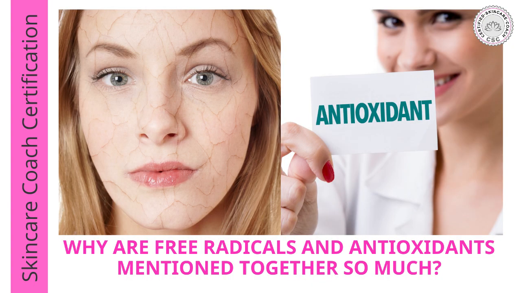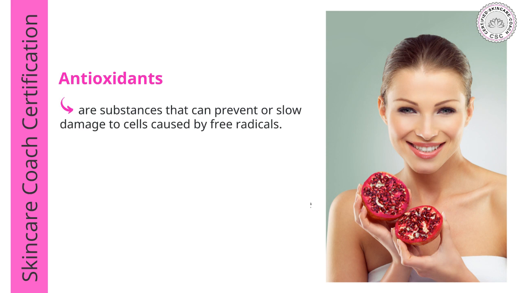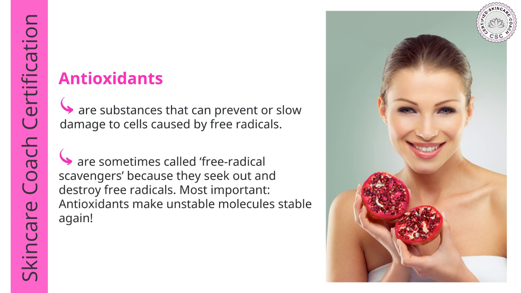So what is the association between free radicals and antioxidants? And why are antioxidants actually mentioned so much? Well, antioxidants are substances that can prevent or slow damage to the cells that's caused by free radicals. Antioxidants are actually sometimes called free radical scavengers because they seek out and destroy free radicals. And most important, antioxidants make unstable molecules stable again.